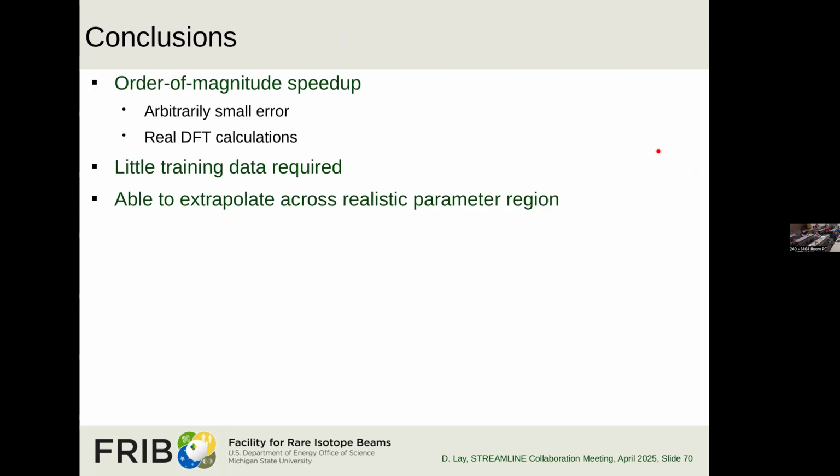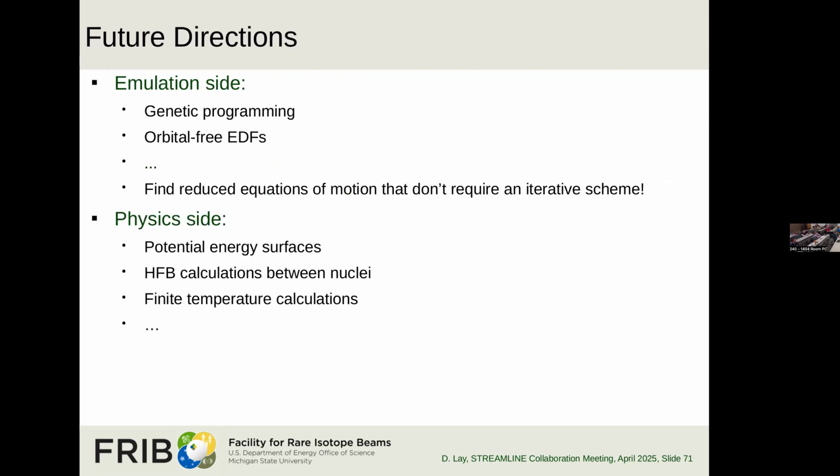So just some conclusions to wrap it up here. What we've seen is that we get an order of magnitude speed up in real DFT calculations with arbitrarily small errors, and we don't need a lot of training data to do it. There are a lot of future directions to take this work.